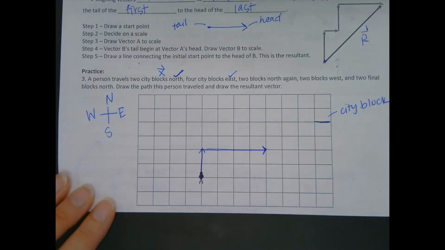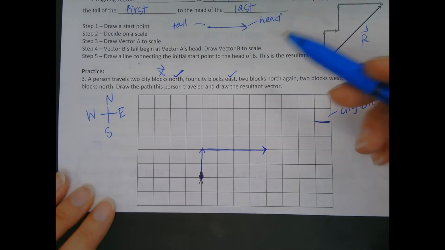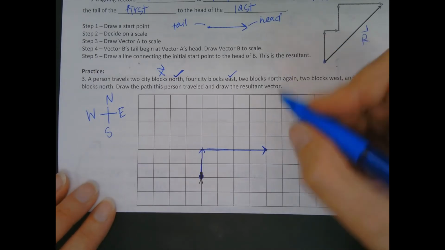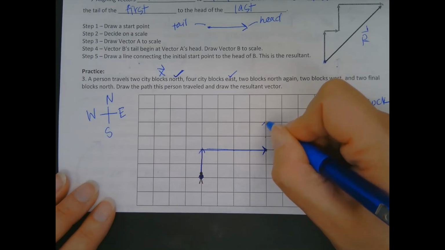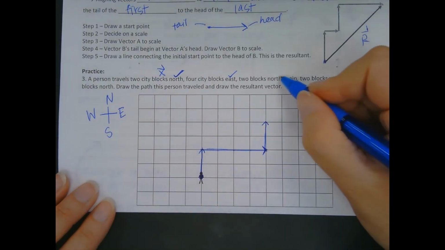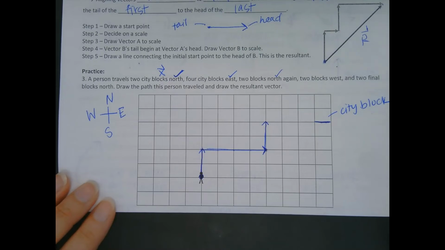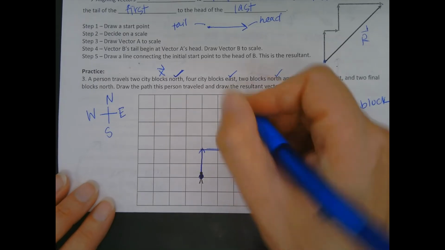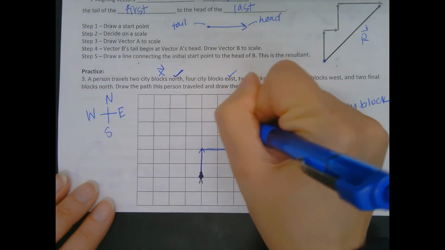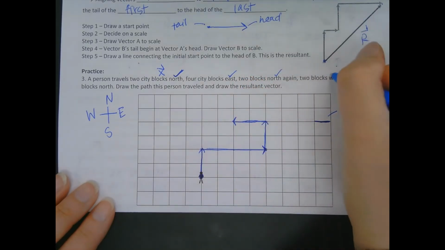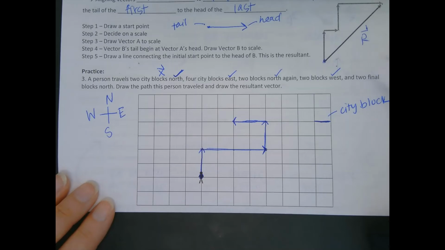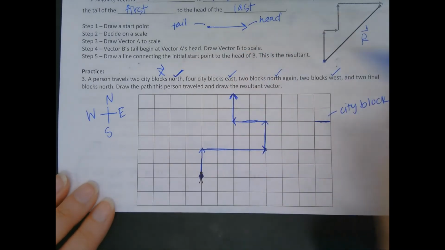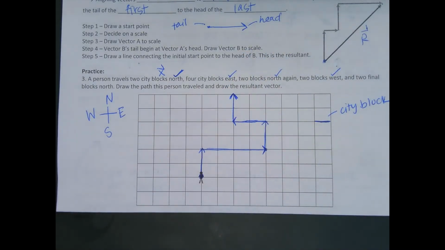If I'm looking at my question, the next one says 2 blocks north again. So I go from where our friend is right now, which is at the head of the second vector, and I'm going to go 2 blocks north. 1, 2. Then our friend goes 2 blocks west. So starting here, 2 blocks, 1, 2, heading in the west direction. And finally, 2 blocks north again. 1, 2. That is the path that our friend took.